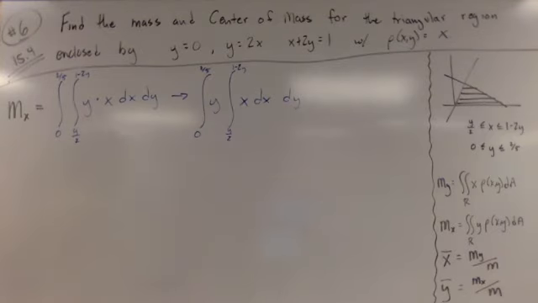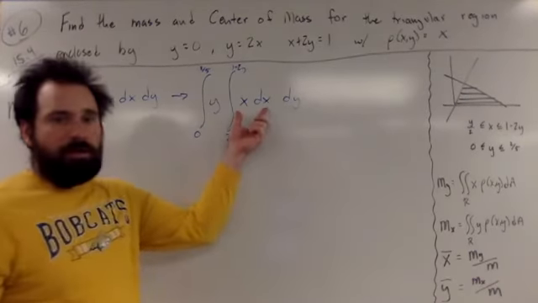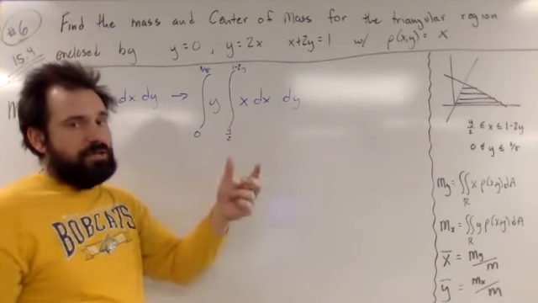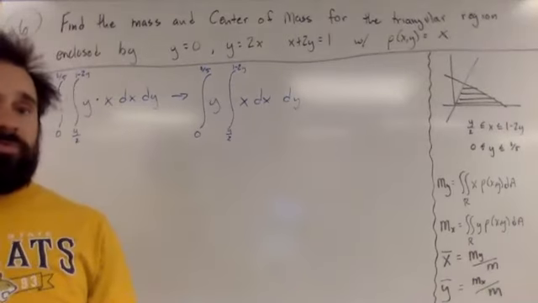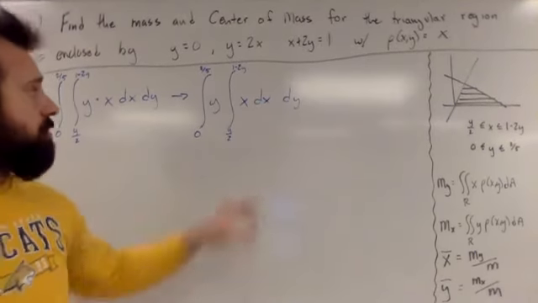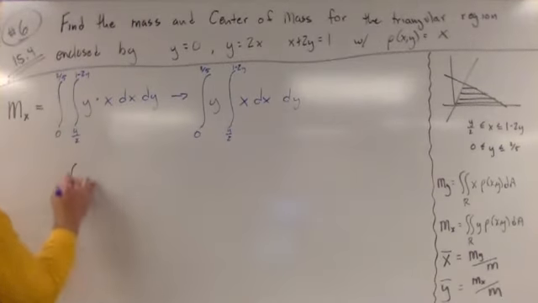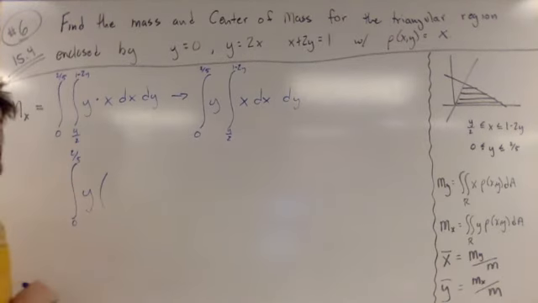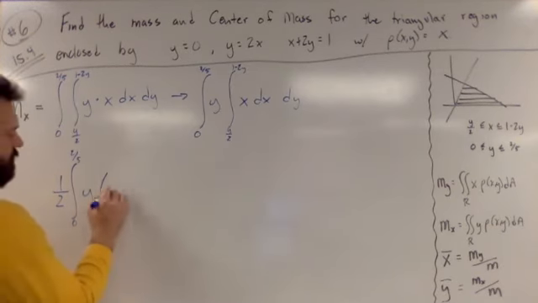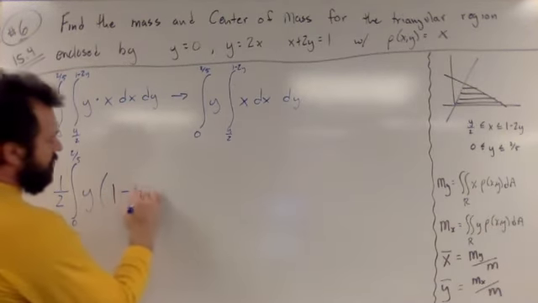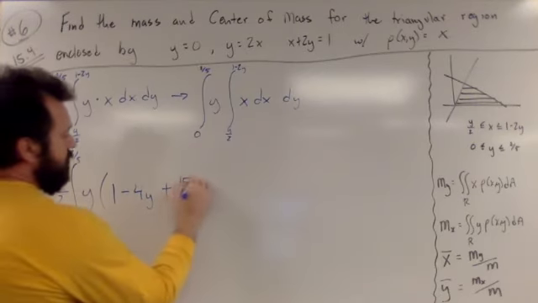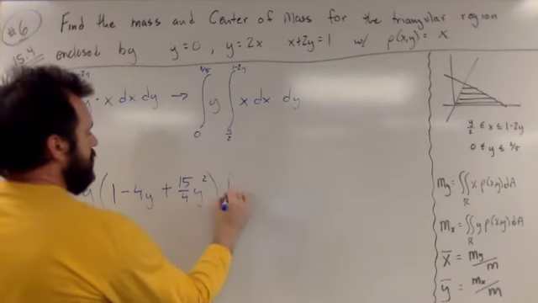I like this because we already calculated this integral when we did the mass at the beginning. So a lot of times make sure that you're checking, because when you're figuring out mass and then center of mass, you might be able to reuse your information more than once. So let's write that down here. I have from 0 to 2/5 y times, with the 1/2 on the outside, 1 minus 4y plus, remember that's why I messed up last time, 15/4 y squared dy.